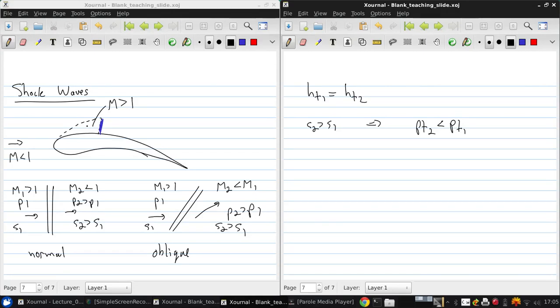So that's the end of our discussion on supersonic flows, and next time we'll start talking about compressible subsonic flows and how to adapt our previous analytical theory for predicting flow over airfoils and wings to the compressible situation.